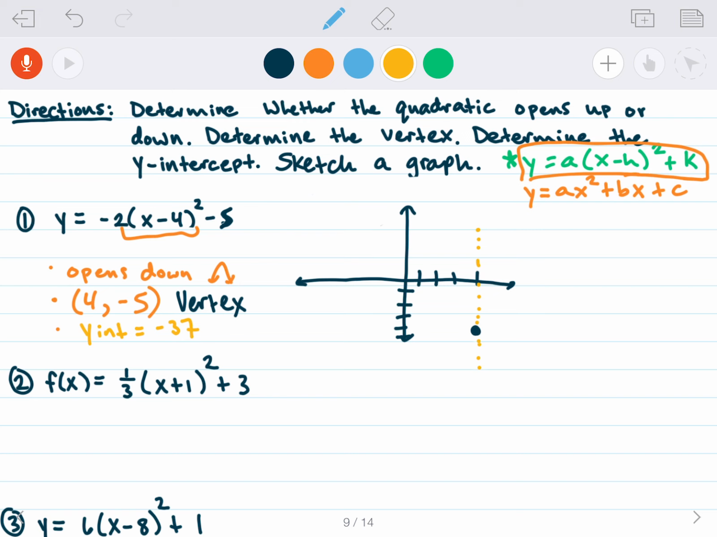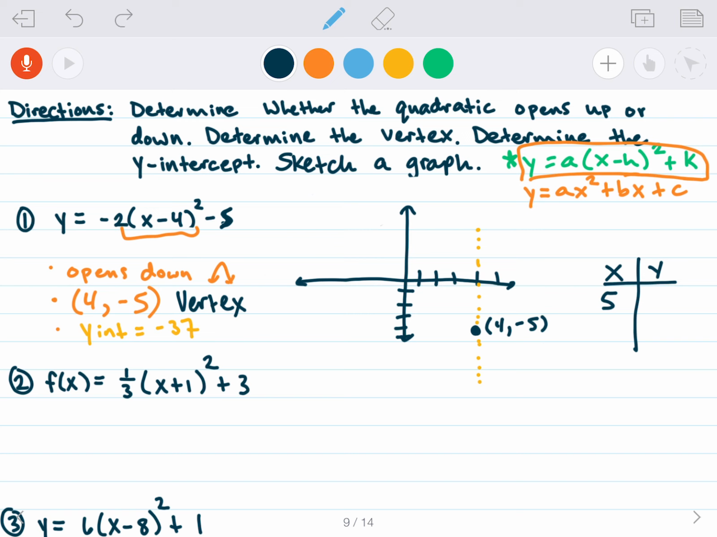And what I want to do is figure out a point to either the left of the vertex or the right of the vertex. We just said the vertex was 4, negative 5. I know it's going to look something like this, but I want to actually get the points. So what I'm going to do is hop over to x equals 5 and make a little rough t-chart. I'm going to plug in x equals 5 because that's to the right of x equals 4, so it's going to be somewhere over here.